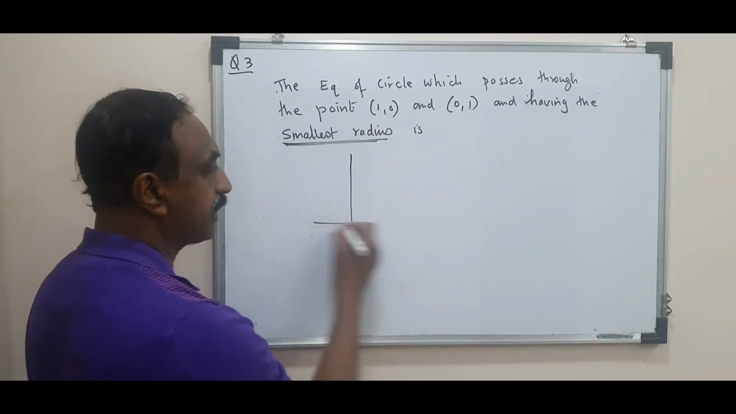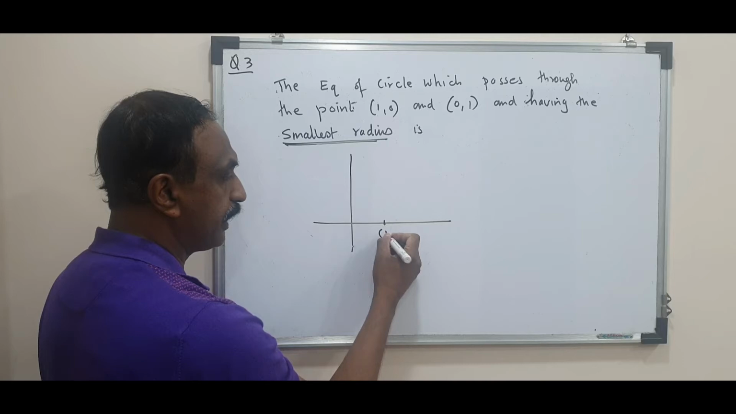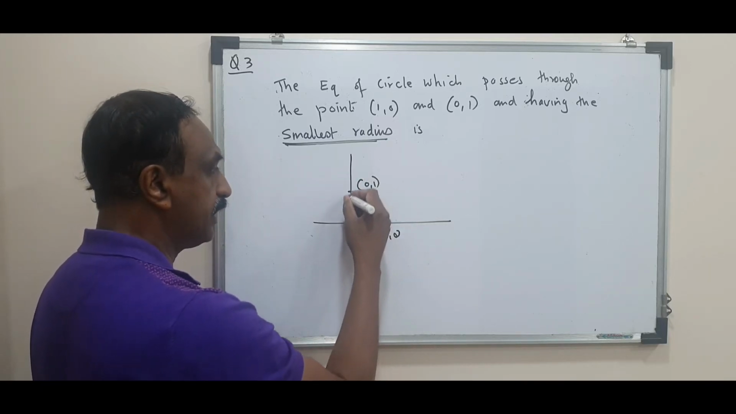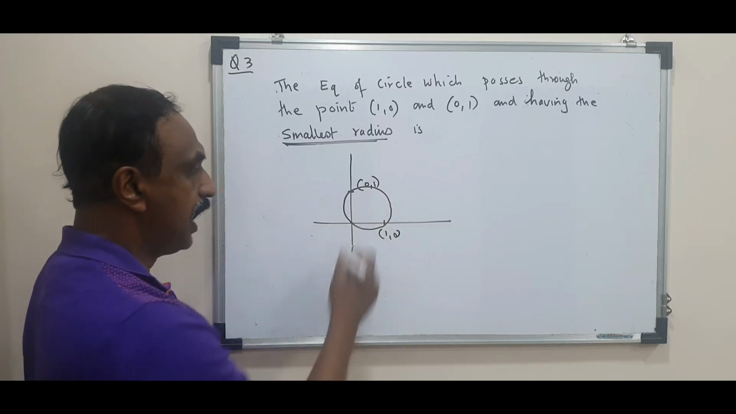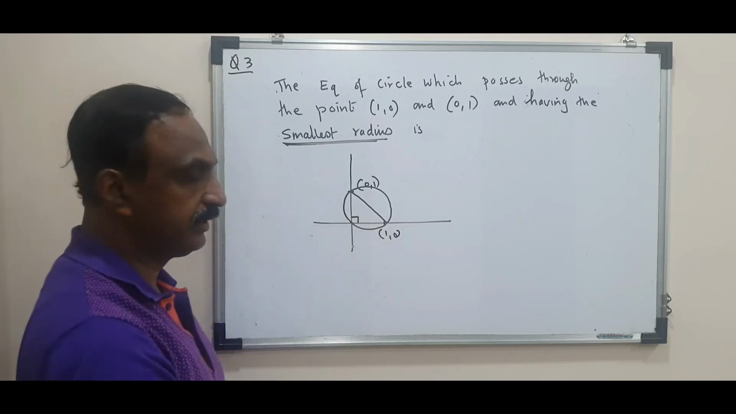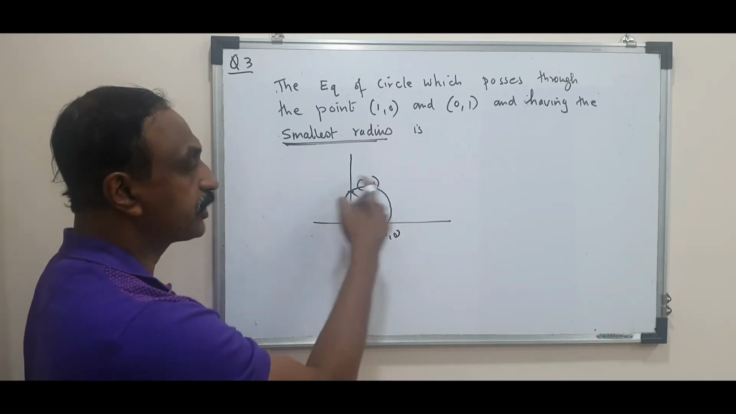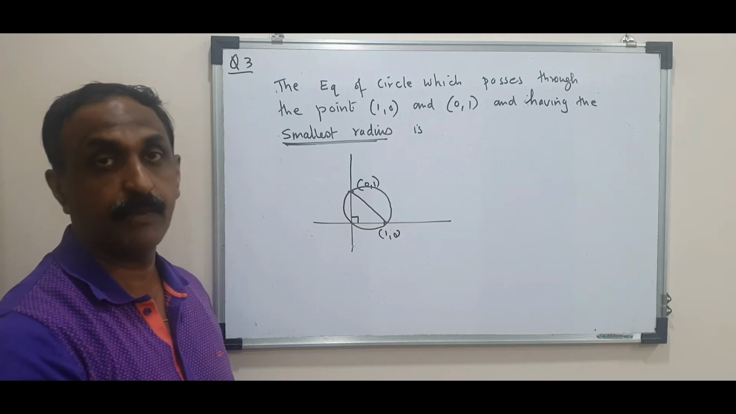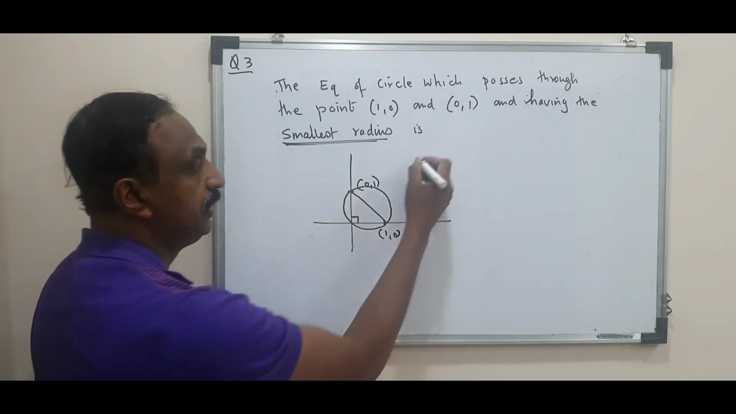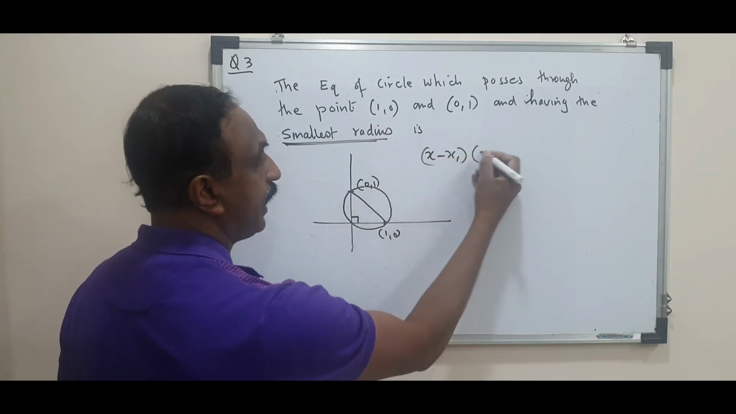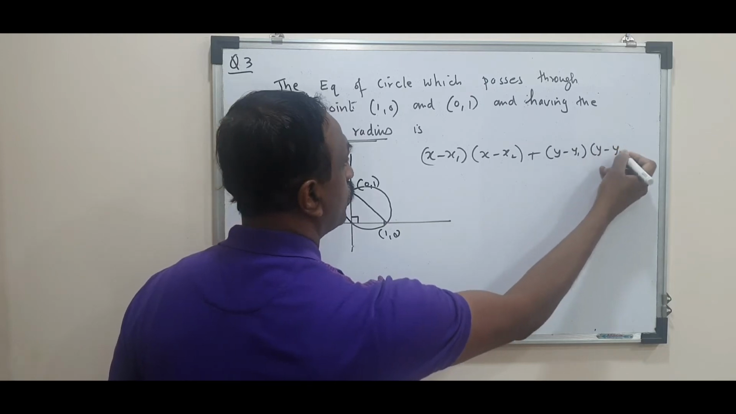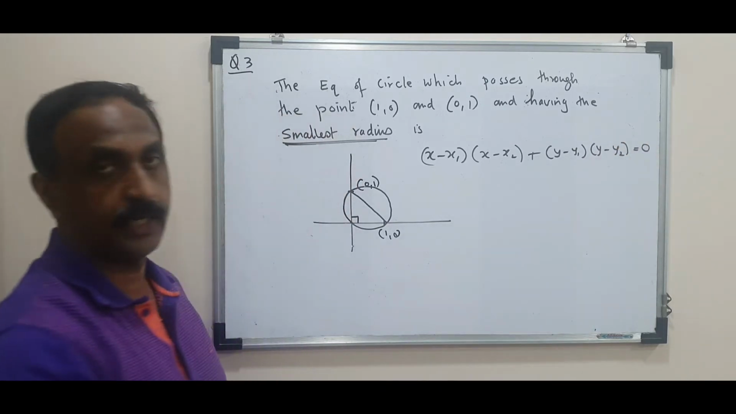So where are these 2 points? Let's have a look at it. (1, 0) is over here, (0, 1) over here. So the circle with the smallest radius will be of this kind, and naturally these should be the end points of the diameter. Naturally this is a right angle, that's why it is passing through the origin. So my conclusion is that this should be the diameter, and these the end points of the diameter. So what should be the equation of the circle? (x minus x1) into (x minus x2) plus (y minus y1) into (y minus y2) equal to 0 should be the equation of the circle.